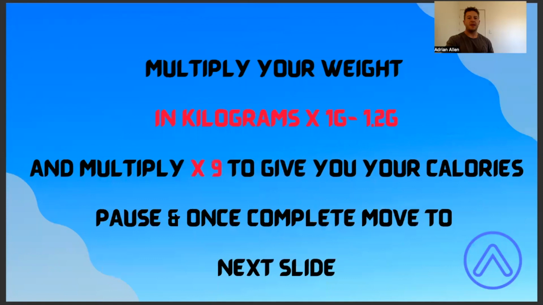Now, again, if you need to pause this, please do. Now, here is what we're going to do. You're going to multiply your weight, whatever weight you are, again, just like the protein, in kilograms by 1 gram to 1.2. And then you multiply it by 9 to get your calories. Pause this once you're complete. So if you're 76 kg, you multiply 76 by 1 and 76 by 1.2, and that will give you the grams of fat. Okay, then you multiply both sides by 9, just so you have both sides of the equation. Pause this and move on when you are ready.